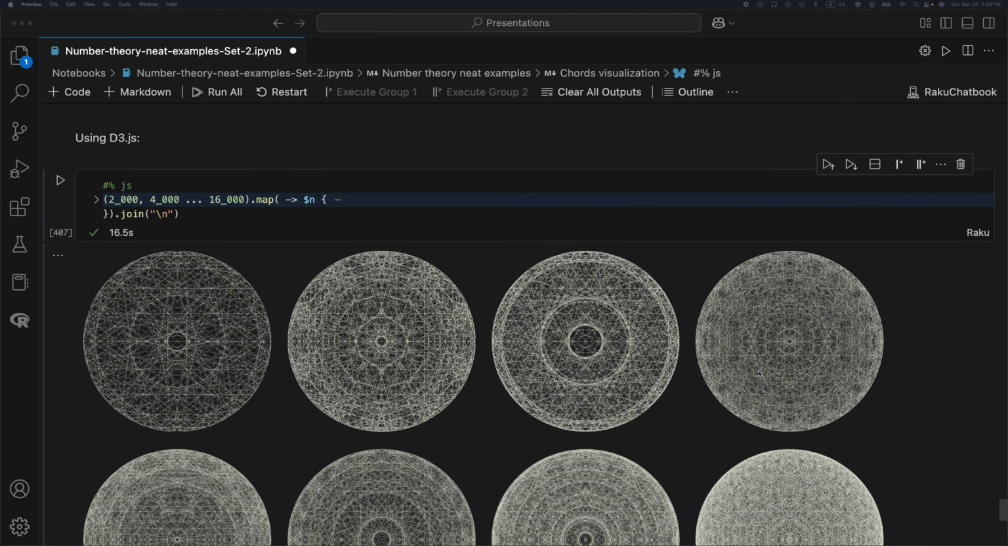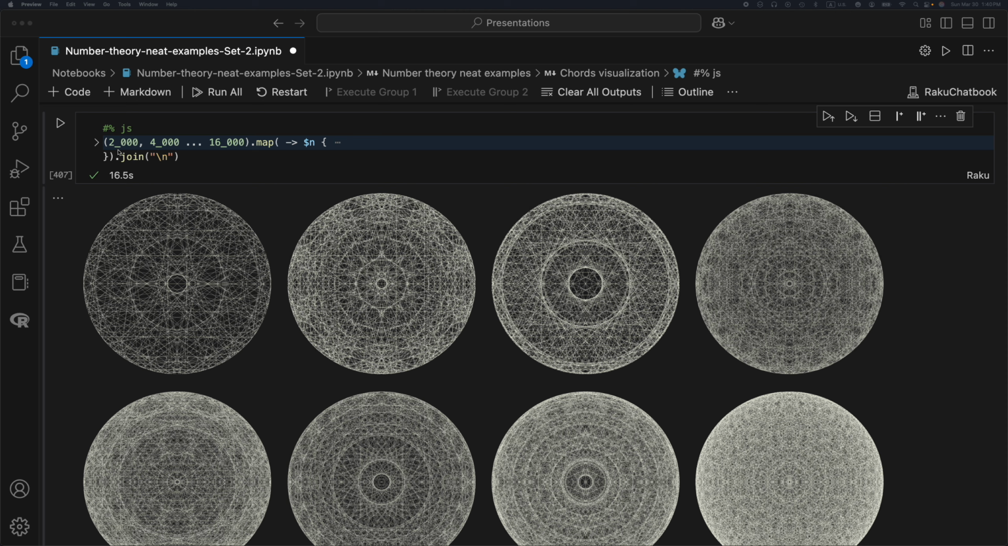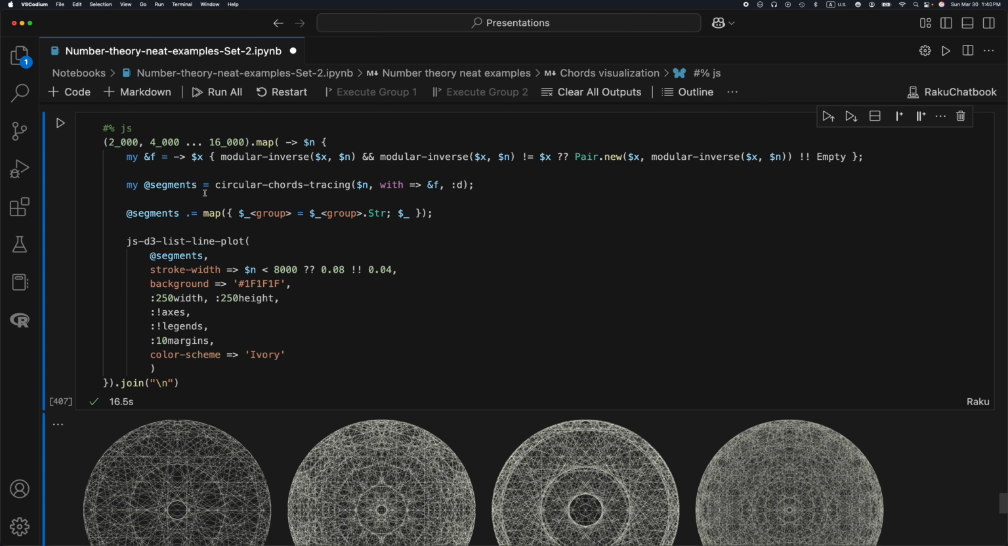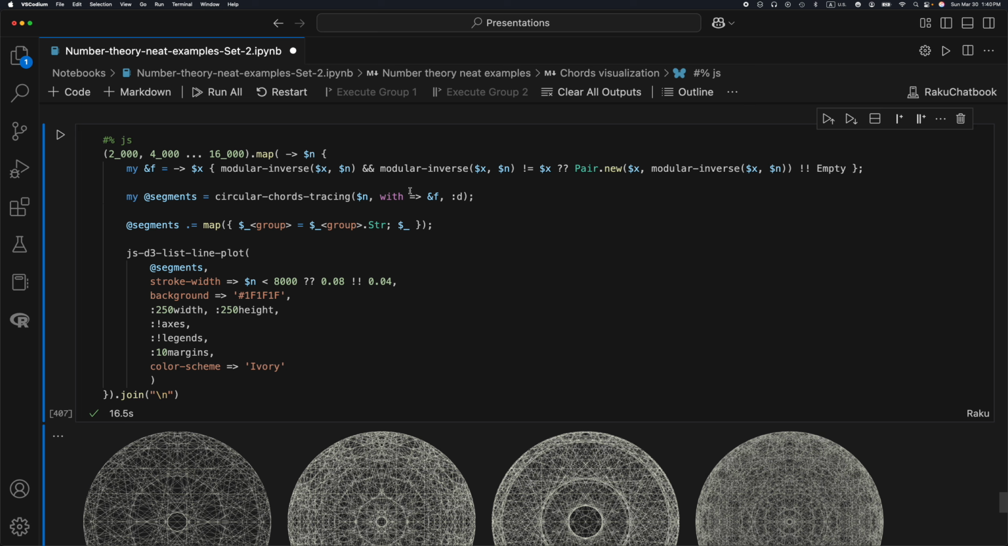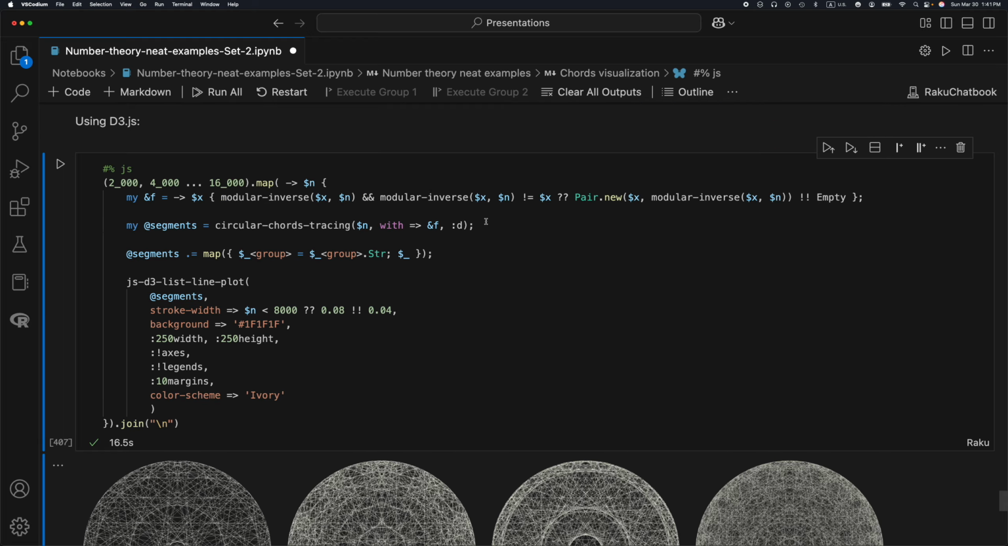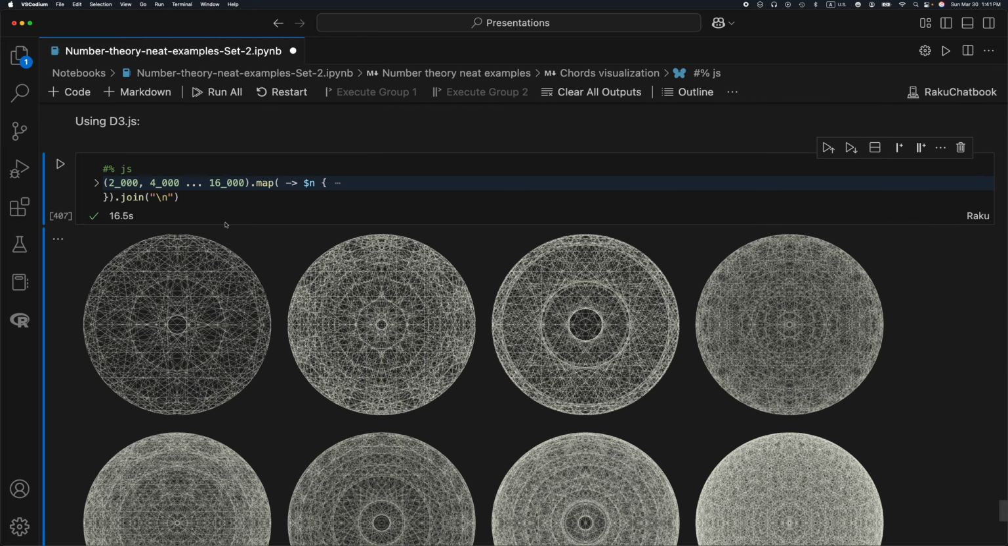It is much faster to use this JavaScript D3 visualization. There is a built-in function in math number theory called circular chords tracing. Again, the first argument is the actual number, say one of these 2000, 4000, whatever, which are the numbers that are going to be placed in a circle. And then the second argument, the named argument width, you can give it a callable, a function which tells how to draw the chords. In this particular case, they are pairs. And so this is what is happening here.